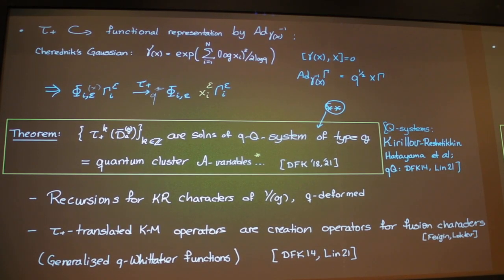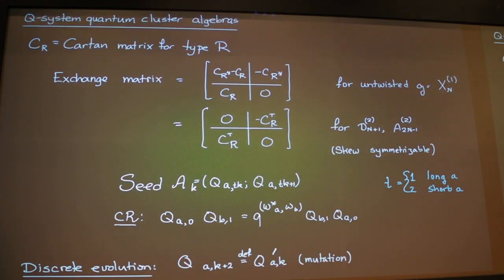And those creation operators for generalized Q-Whittaker functions satisfy quantum Q systems. So I'll write this down. Here's one way to define a quantum Q system. I'm not going to define cluster algebra, but some of the people in this audience speak cluster algebras. This cluster algebra is defined by an exchange matrix.